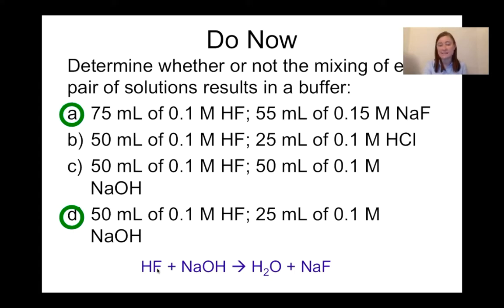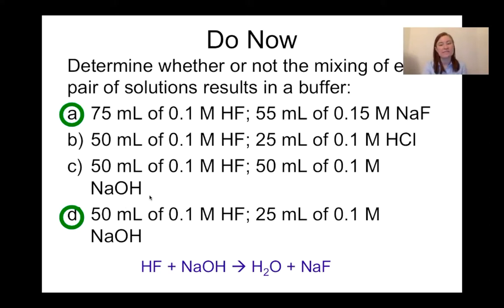In both C and D, this reaction is going to happen, right? HF and NaOH are going to react to make water and NaF. In reaction C, we've got the same amount of HF and NaOH, so all of it's going to react to make water and NaF. So in the case of answer choice C, it's basically the same as saying, okay, we've got a solution with a bunch of water and NaF, right? And that's it. So that's not a buffer because we just have the conjugate base, but we don't have any of the weak acid left over. It's all reacted.